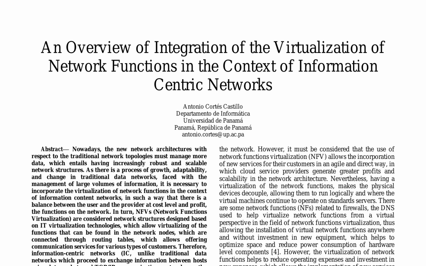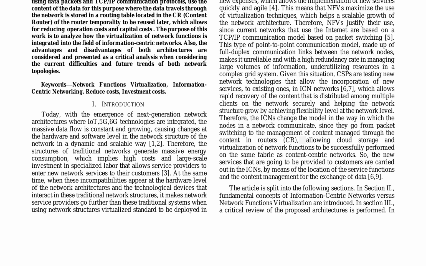ICNs, on the other hand, focus on the content of the data, rather than the location of the hosts, allowing for better support, load balancing, and management of big volumes of data. The fundamental concepts of ICNs and NFV are introduced, highlighting the limitations of traditional networks and the benefits of ICNs, such as scalability, low-cost investments, unique identifiers for each object name, mobility among users, and resilience in the network structure.